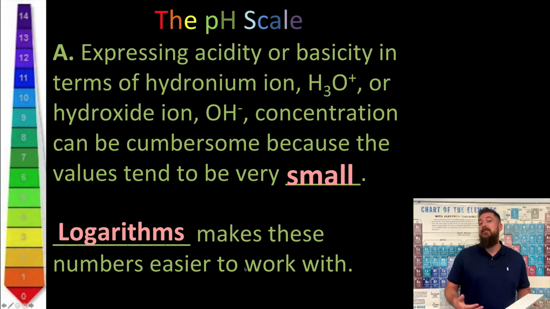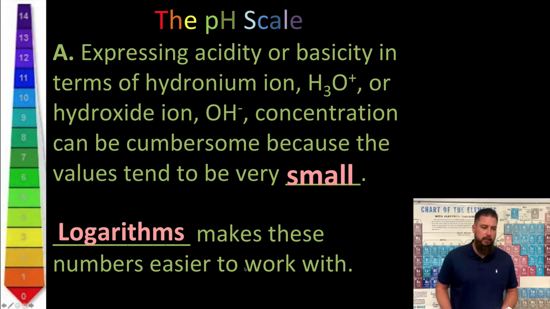Water always is going to have some amount of hydrogen ion and some amount of hydroxide ion. The thing is that when you add hydrogen ion to the solution, the amount of hydroxide ion decreases. And the opposite is true. If you add a certain amount of hydroxide ion, the hydrogen ion will decrease.